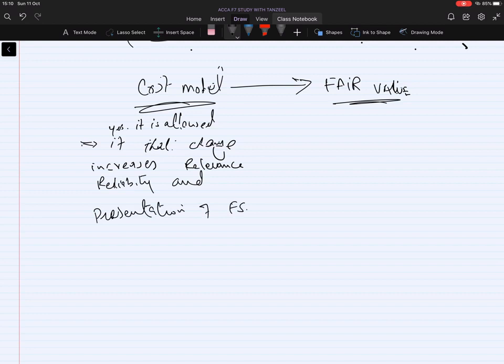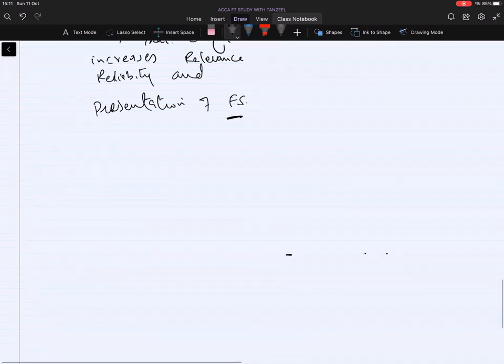If you were using the cost model in IAS 40 and you want to use the fair value model, then you can switch the model. You can use the new model, but the condition is that this change increases the relevance, reliability and presentation of the financial statements. Only then are you allowed. But previously, you could do cherry picking.